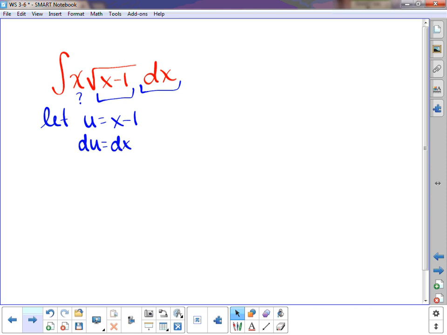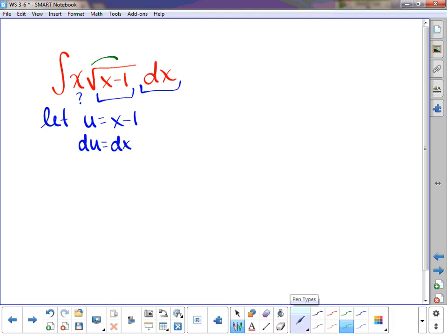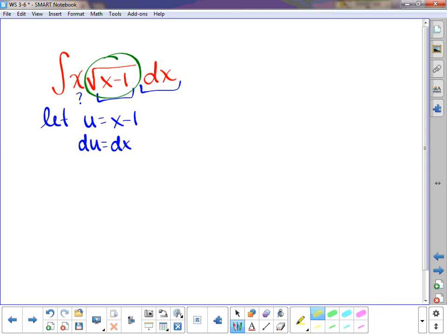Alright, let's go and take a look at this. So again, this is one of those ones that requires some fancy algebraic footwork here. I see that my composition of functions is this guy here. It's a square root of x minus 1. And my inside piece is x minus 1, so I want to choose that inside piece to be my u, as I've done here.